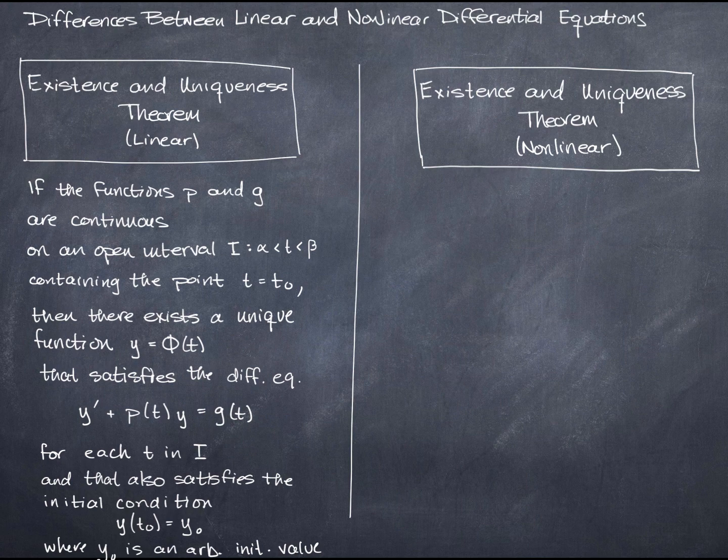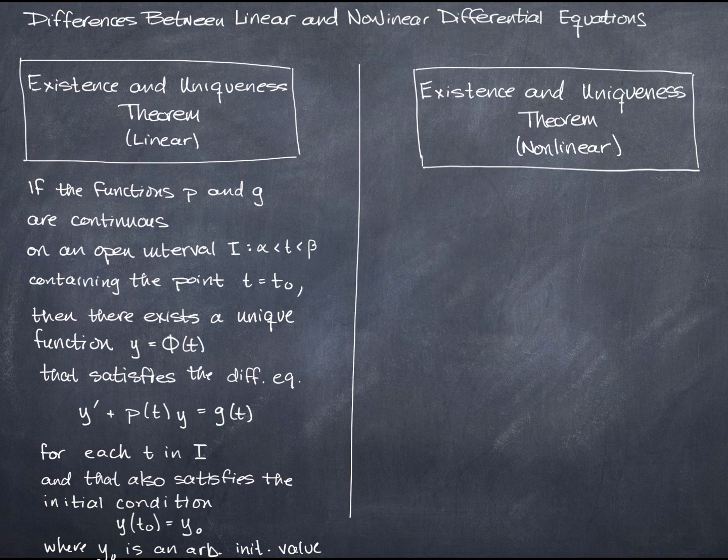Now, normally I'd be pointing at these things as my red pointer's working here, but my little hand pointer has stopped working. So I'll use the red pointer for now. We have functions p and g. We have an open interval that goes between a t value alpha and a t value beta, but not including those two values. We have a value t naught. T is equal to t naught, somewhere between alpha and beta.